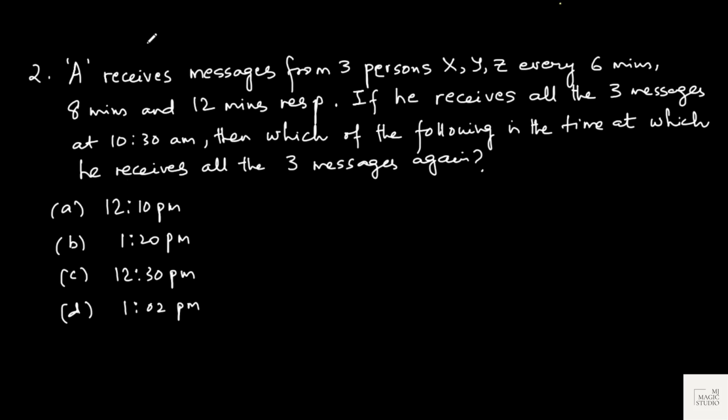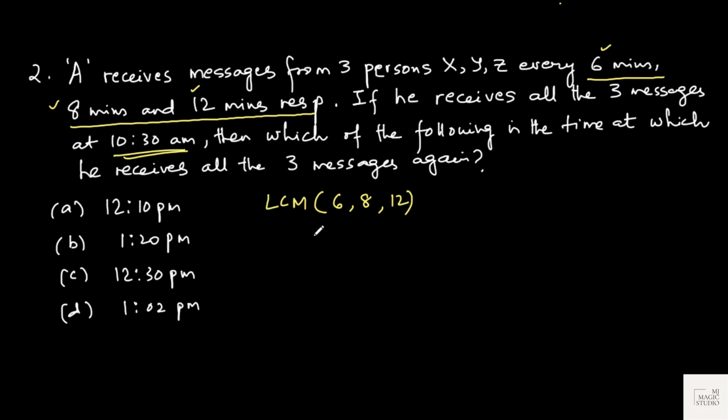So what is the question? Mr. A receives messages from 3 different persons X, Y, Z every 6 minutes, 8 minutes and 12 minutes respectively. If he receives all the 3 messages at 10:30 a.m., then which of the following is the time at which he receives all the 3 messages again? So we need to find the cyclicity when all these 3 numbers would be happening together, that is nothing but the multiples. And we are looking out for the least common multiple of all these 3 numbers. Answer would be simply, we need to find the LCM of 6, 8 and 12.